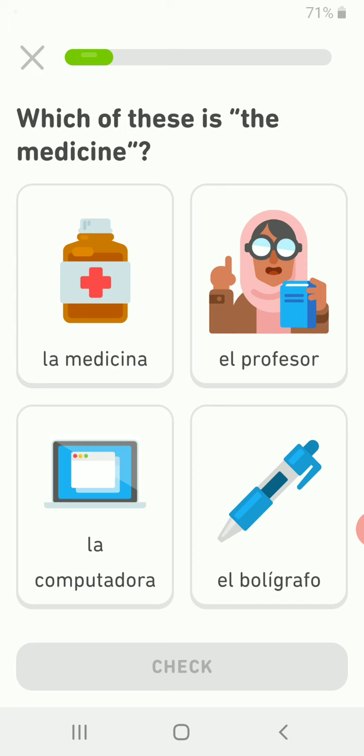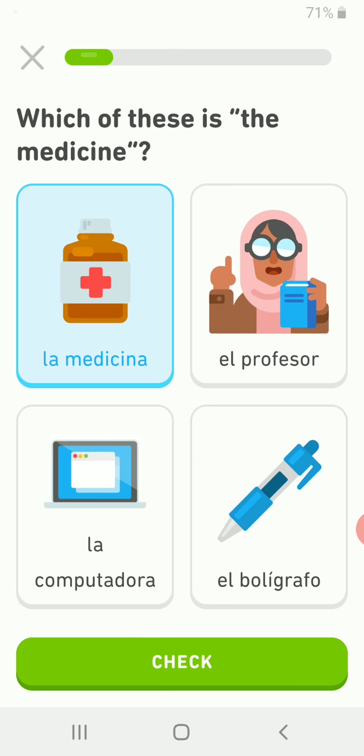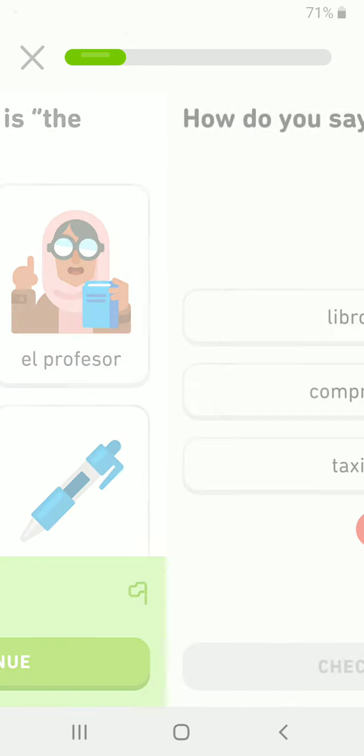All right, which of these is the medicine? Medicine, la medicina. El profesor, of course, is a teacher. It's not a professor at the university, someone who has a doctorate. It's not the case here. El profesor is just a teacher. La computadora, you can see, is a computer. El bolígrafo is a word that we encountered before. It means a pen. So la medicina is the correct answer here.